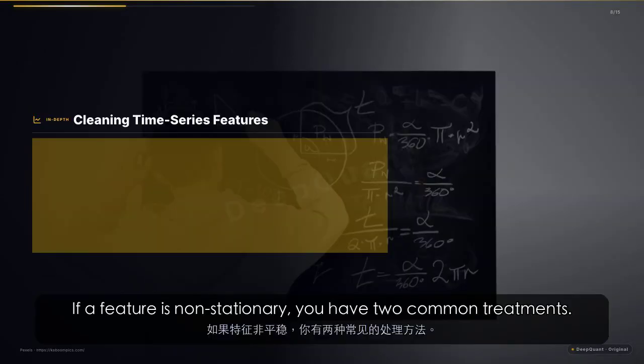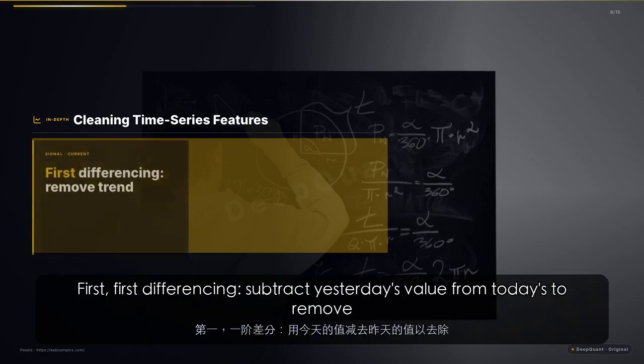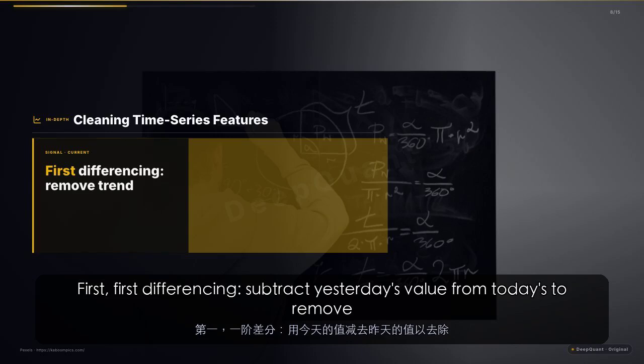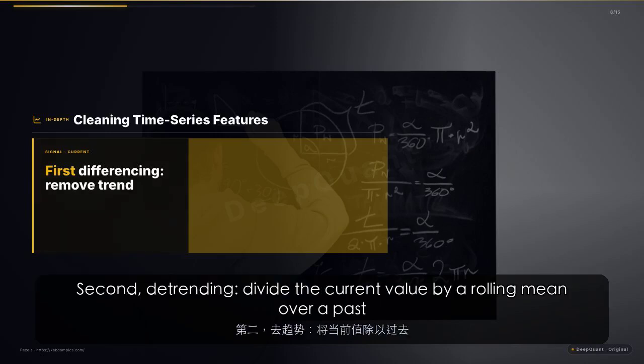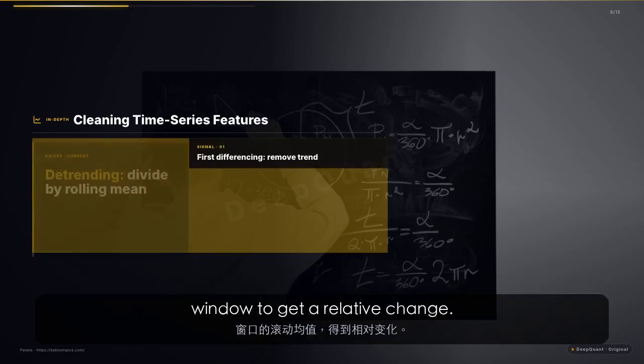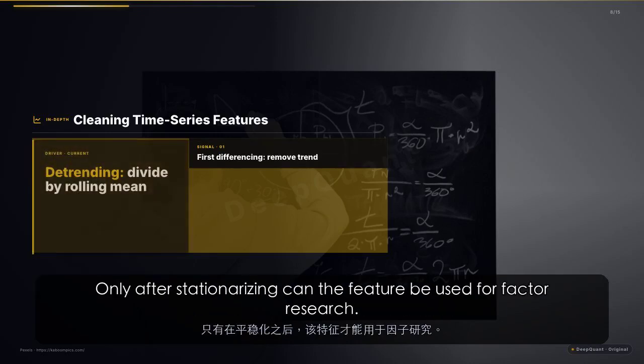If a feature is non-stationary, you have two common treatments. First, differencing: subtract yesterday's value from today's to remove the trend. Second, detrending: divide the current value by a rolling mean over a past window to get a relative change. Only after stationarizing can the feature be used for factor research.